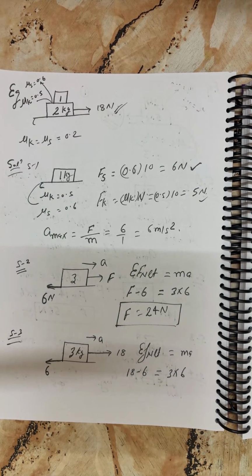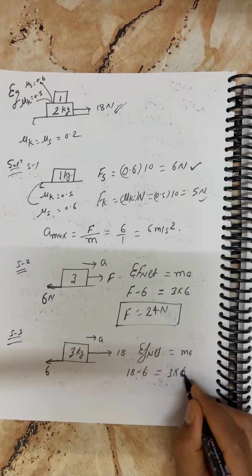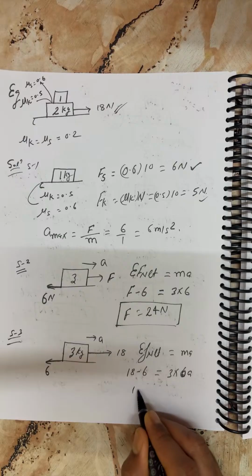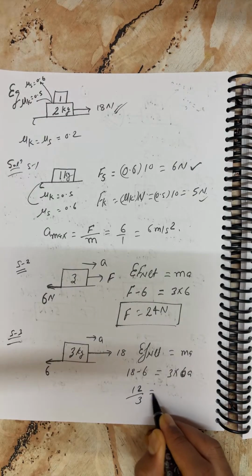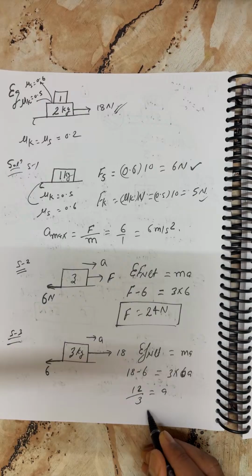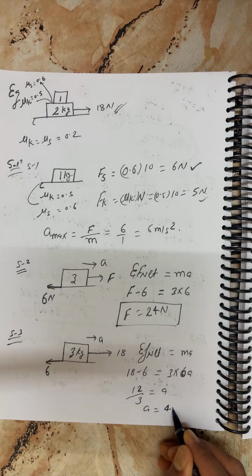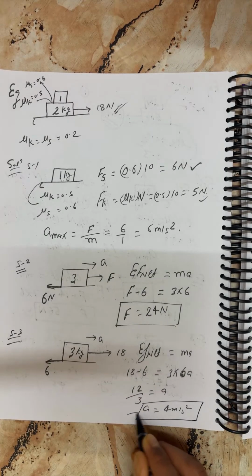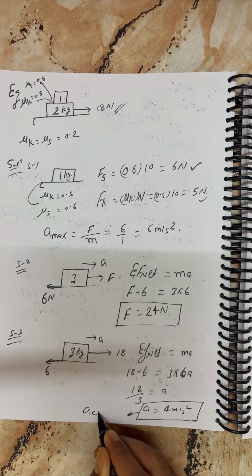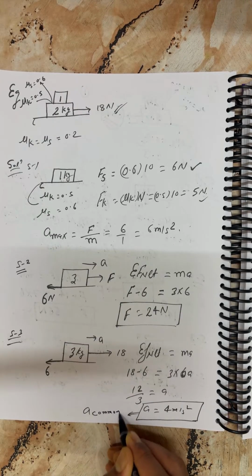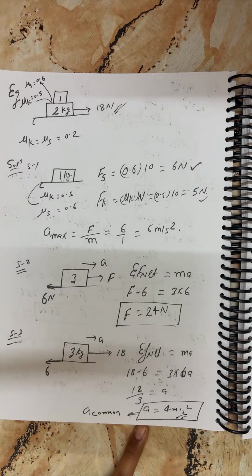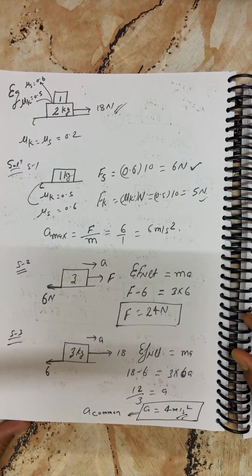We wanted the acceleration here, so how can we do it? A only: 18 minus 6 is 12, by 3, equals A. You can solve further here and you will get 4 meter per second square. This is the common acceleration: both blocks will move together with acceleration 4 meter per second square.